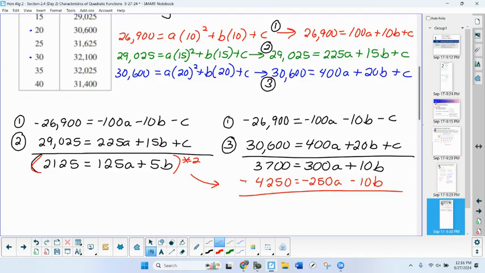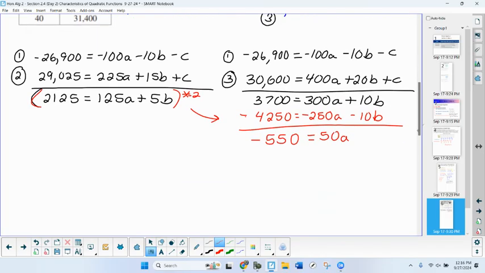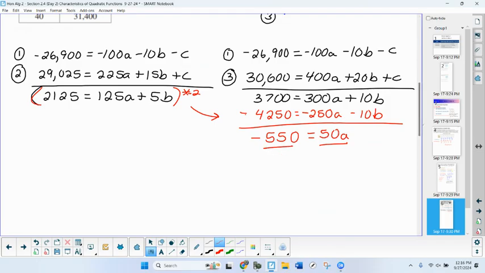What do we get here? We get negative 550 equals what? 50A. And then what? Divide by 50. And what do you get? A is negative 11. Okay, that's fine. Just means it opens down. Whoosh.